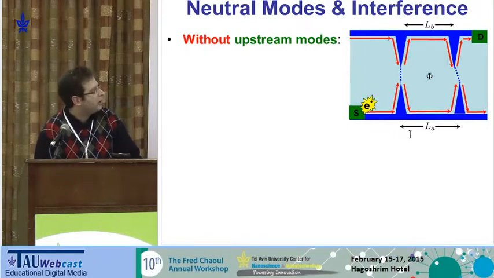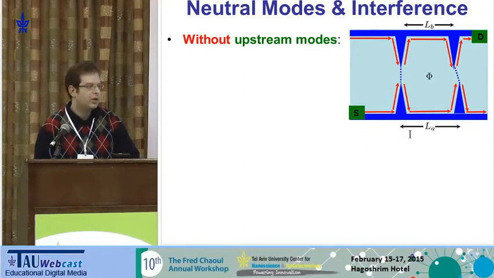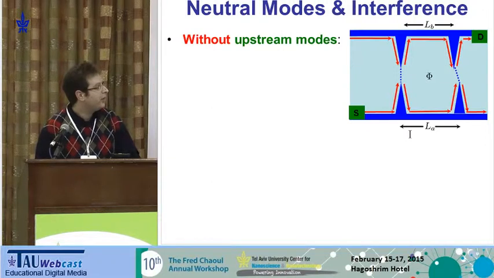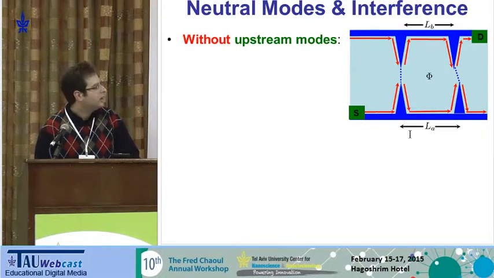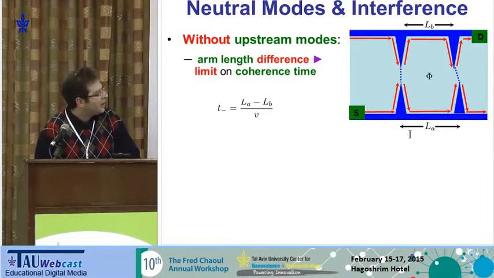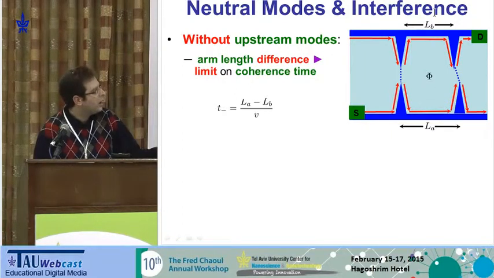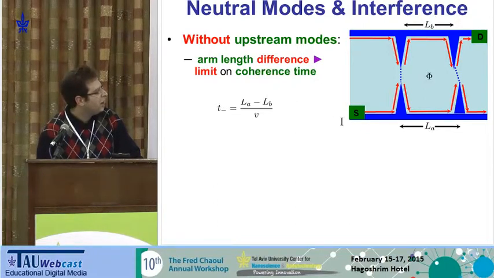If I don't have anything going upstream, I send in an excitation. It can either do this trajectory or do that trajectory, so I'm going to have interference. In order to have interference, we need to have coherence. It means that the time difference between the excitation arriving in the two ways needs to be smaller than the coherence time of the system. And this time difference is just the difference in the length divided by the velocity of the excitation. So for example, if we make the lengths equal, then this time is going to be 0, and we are going to have coherence no matter how good or bad our source is, to some approximation.